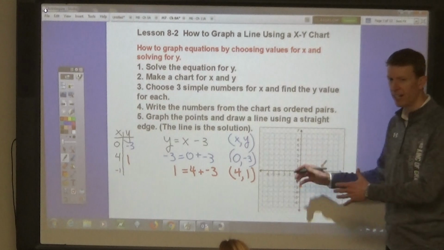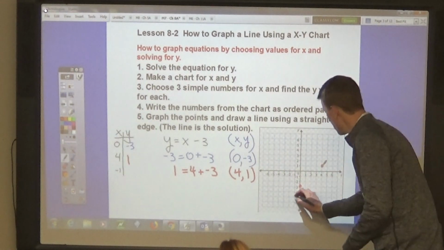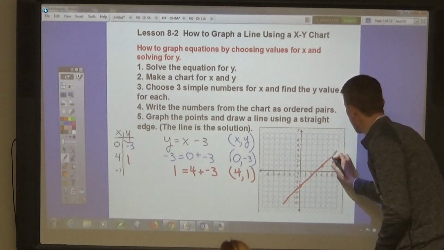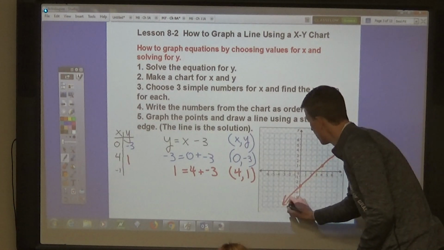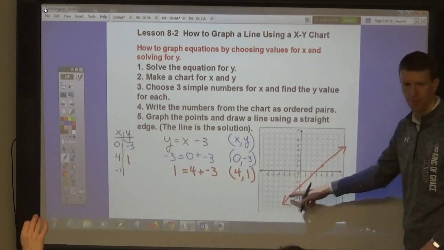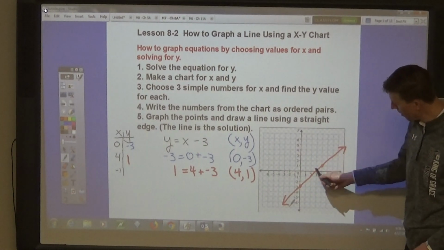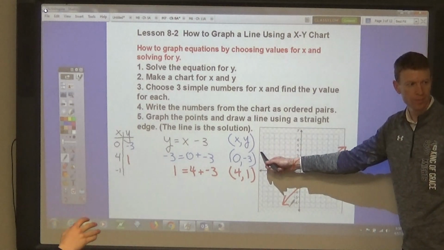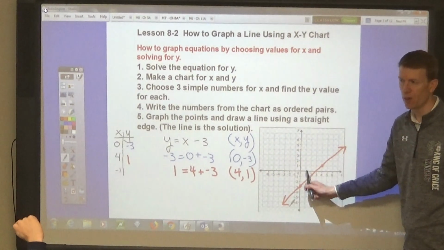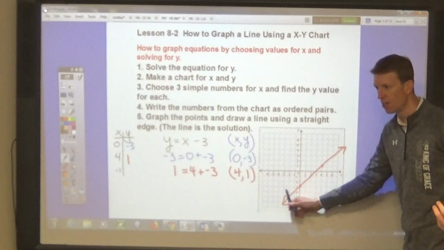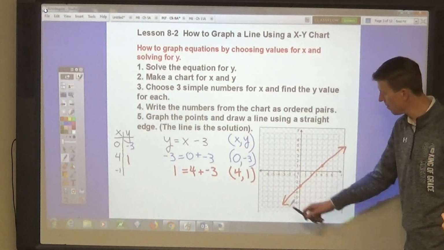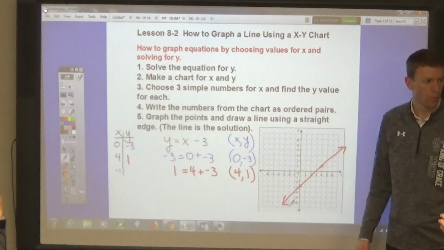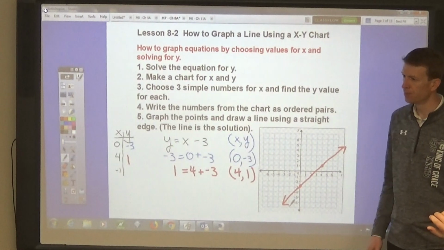I don't have a straight edge, and it's hard to use a straight edge on here. But you would use a straight edge and draw a straight line through those dots. Put arrows on the ends, because all of the points along this line would be solutions to this equation. That's why this is called a linear equation. All of the points along this line would make the equation true when you use those 2 numbers together.